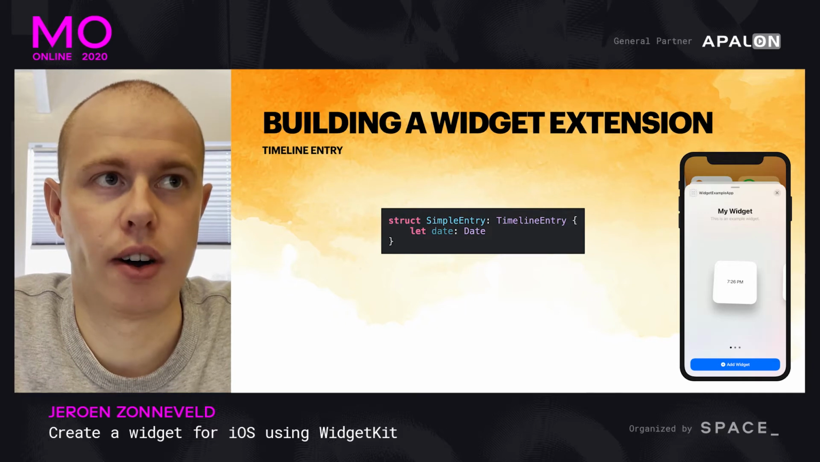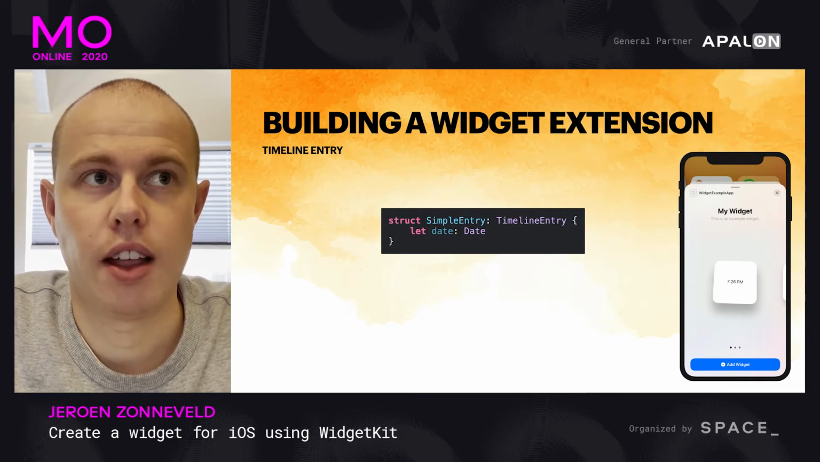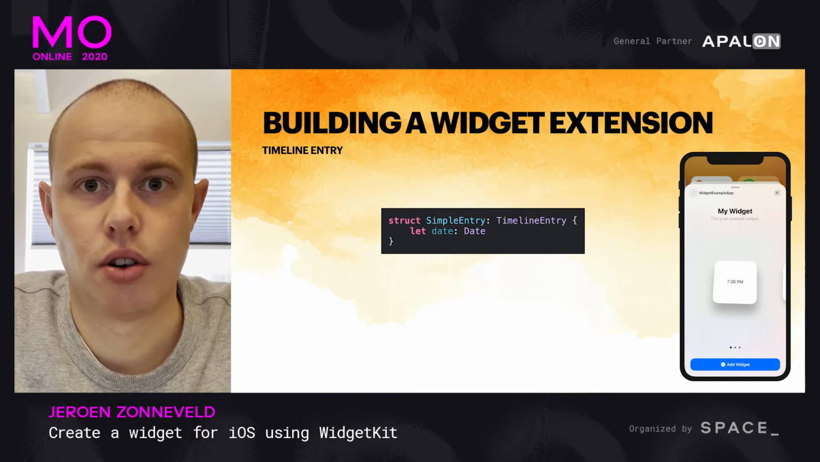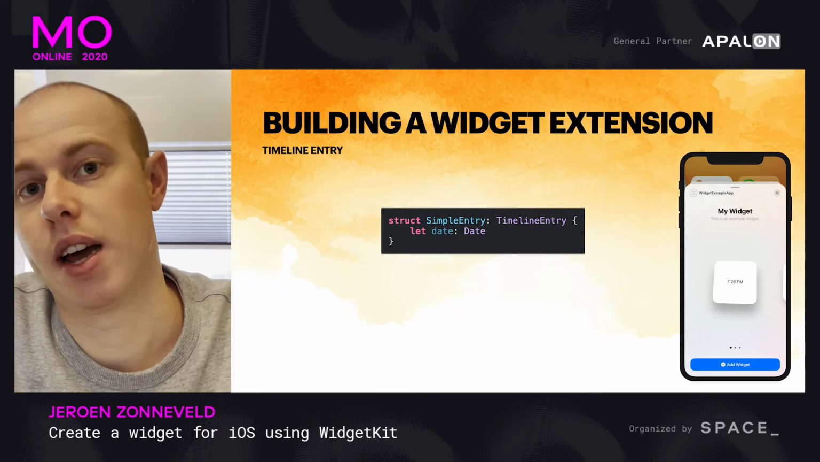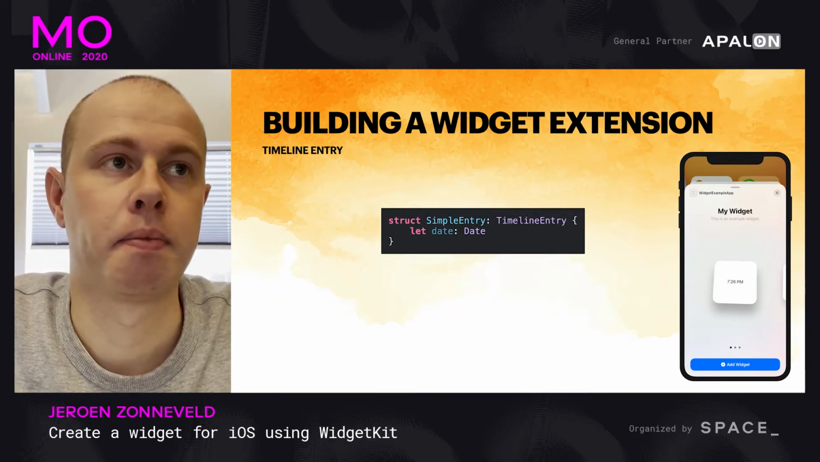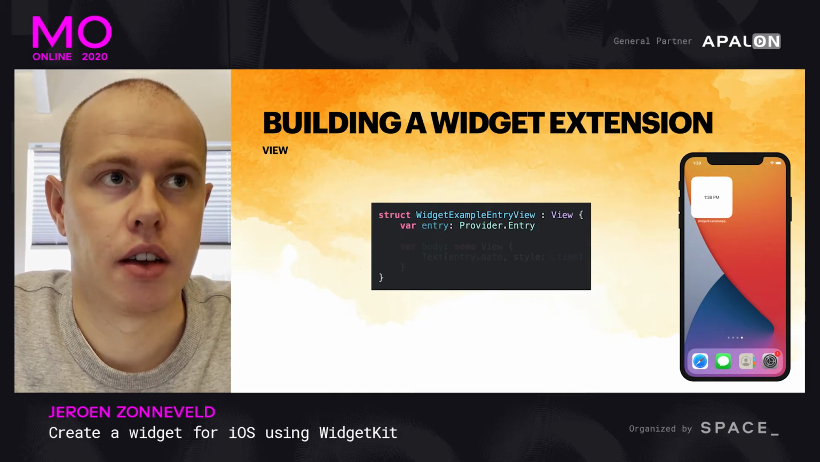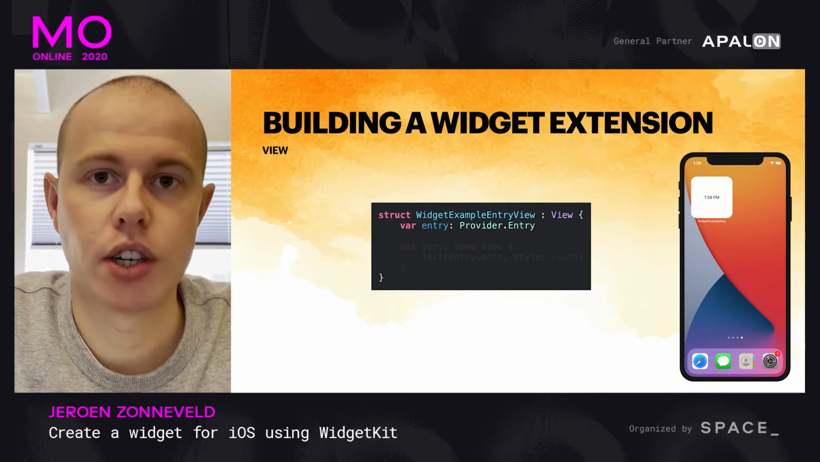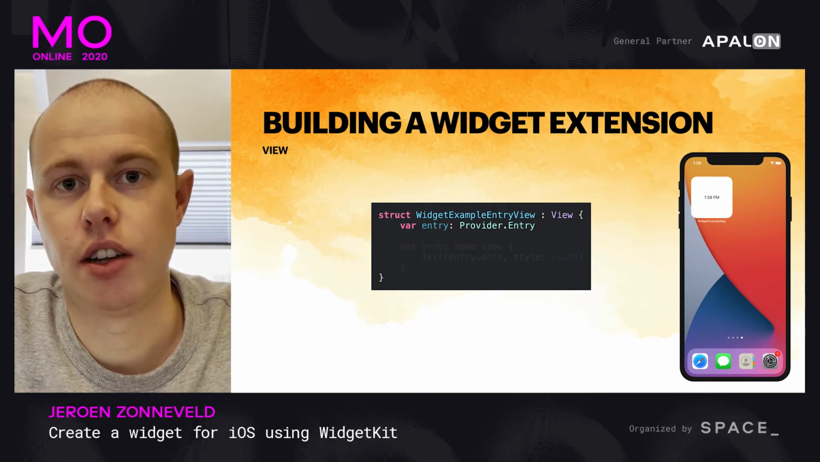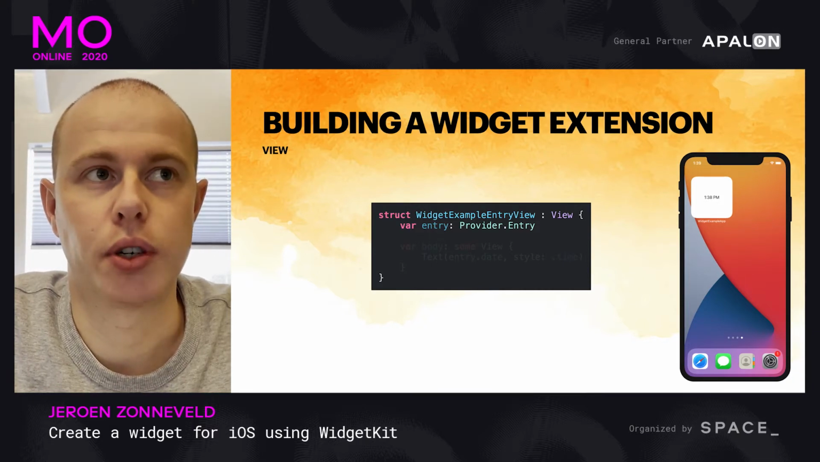And a date is always a required part of the entry, as the date is also important for the widget to refresh itself. We will come back later on that in the presentation. When we have the date, for the widget, we are able to create a view. And the view is all the layout that is needed to show the widget to the user.